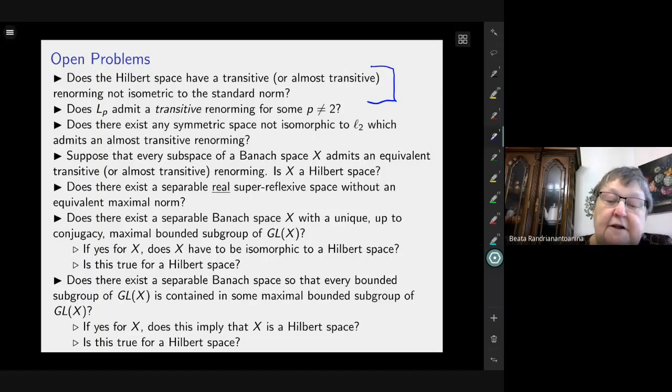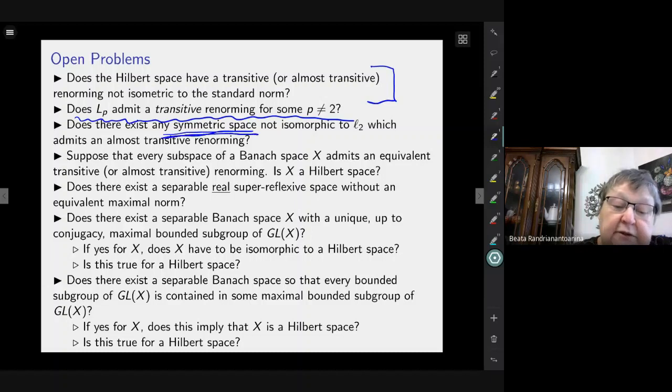Does Hilbert space have a second renorming, which is transitive or almost transitive? Does L_p, the standard L_p, admit a transitive renorming? This is also unknown. Does there exist any symmetric space, or sometimes they are called rearrangement invariant, other than L2, of course, which admits an almost transitive renorming? So we know that little l_p doesn't, but for Orlicz spaces, if they contain a Hilbert space, then we don't know.